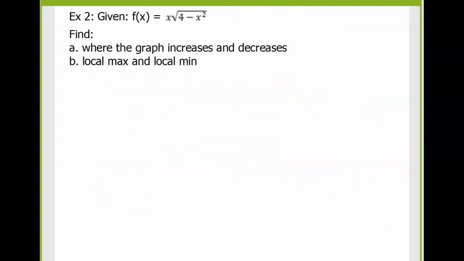Okay, so let's look at example 2. Let's find our derivative.